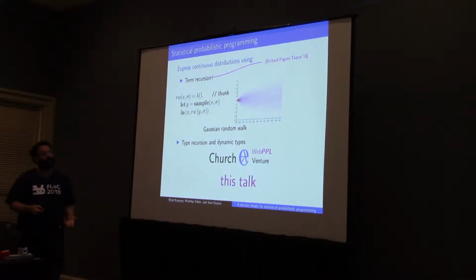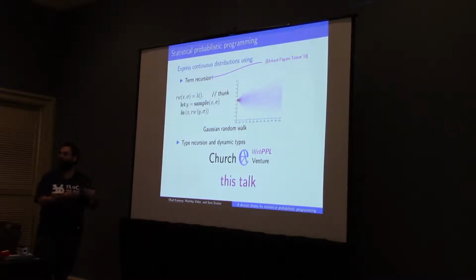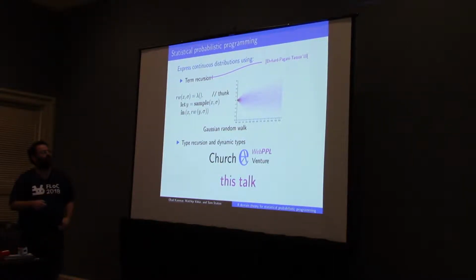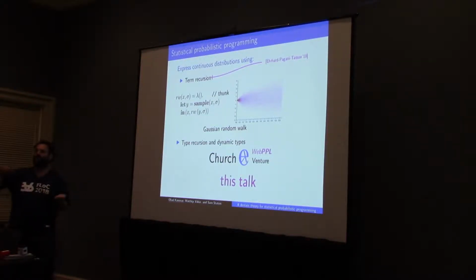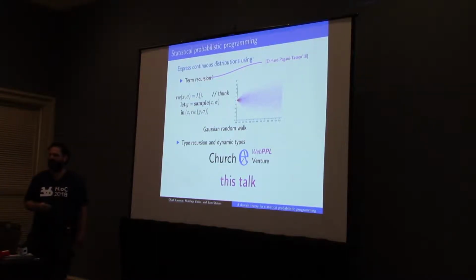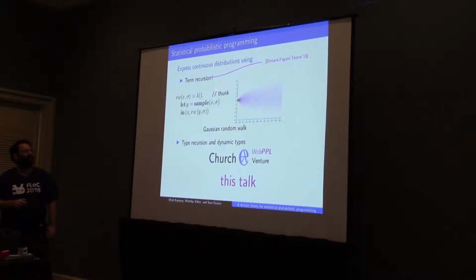Okay, so recursion comes in two flavors, term recursion and type recursion. So term recursion, why do we want term recursion? For example, when we want to have recursive processes, like a Gaussian random walk. So I have a thunk here, right? And whenever I force the thunk, I generate a new point and then sample another one. Okay, and if you run it 100 times, you get this nice diagram. Okay, and so that's at the term level.